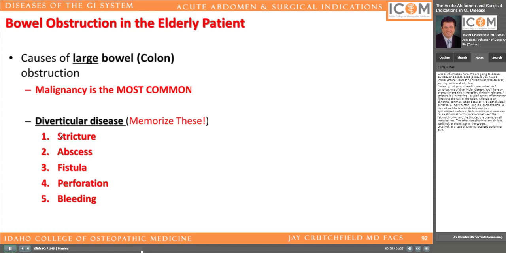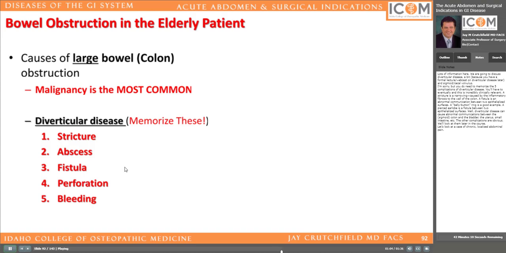A stricture is a narrowing caused by the inflammatory fibrosis to the wall of the colon as a result of the inflammatory response in diverticulitis. A fistula is an abnormal communication between 2 epithelialized surfaces. A belly button ring is a good example. A pierced earlobe is also a fistula between 2 epithelialized surfaces. Diverticular disease can cause abnormal communications between the colon and the bladder, between the colon and the uterus, between the colon and the small intestine. The other complications are obvious, and we'll look at them later.